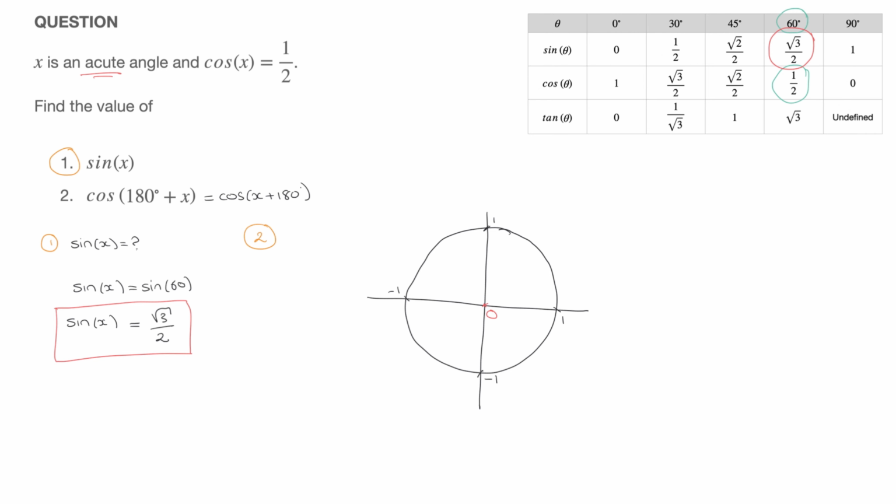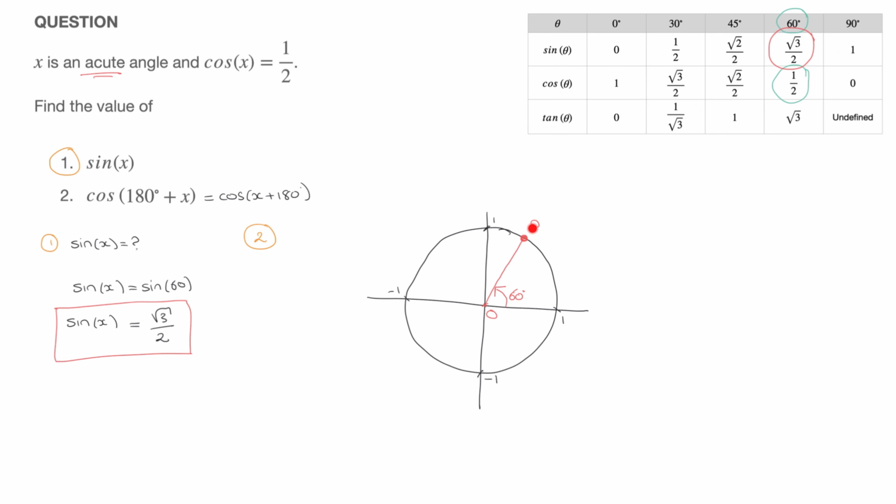Now to figure out what cosine of x plus 180 is, the first thing I'll do is place a point along the circumference of my circle whose radius makes an angle of x, so in this case 60 degrees, with the positive horizontal axis. So let me do that here. I'll place a point roughly there along the circumference, and I'll call my point P. And so the radius OP that I'm drawing right here makes an angle of 60 degrees with the positive horizontal axis. So that's 60 degrees right there.